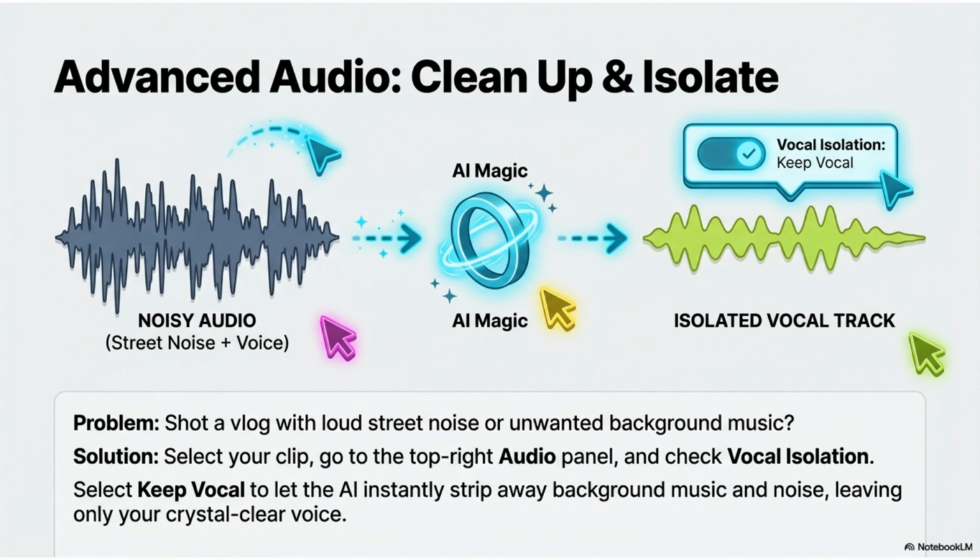Select your clip, go to the top right audio panel, and check Vocal Isolation. Select Keep Vocal to let the AI instantly strip away background music and noise. You will be left with an isolated vocal track and your crystal clear voice.